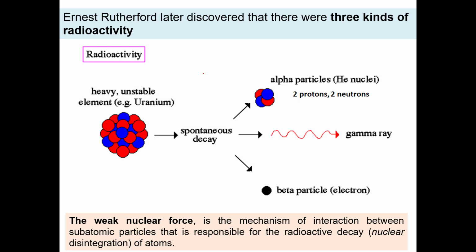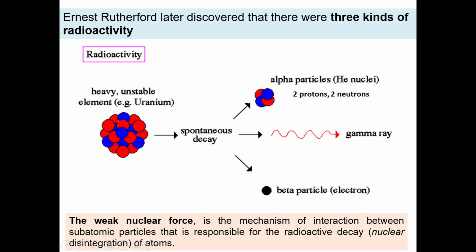And later, Ernest Rutherford discovered that there were 3 kinds of radioactivity. Now we know there are more kinds of radioactivity, but in this course we will focus on these 3 kinds of radioactivity. This radioactivity happens when we have an unstable nucleus, and this becomes more stable.